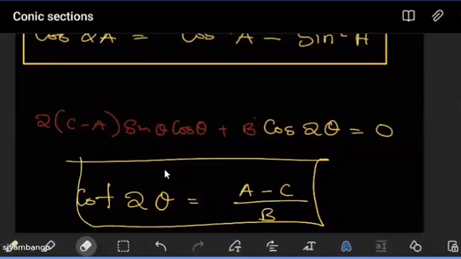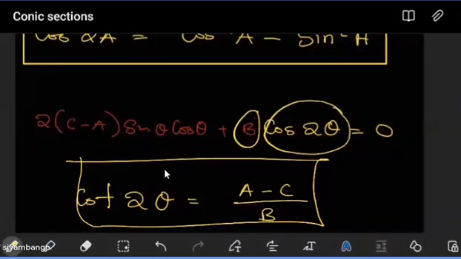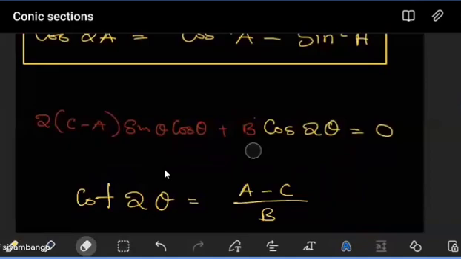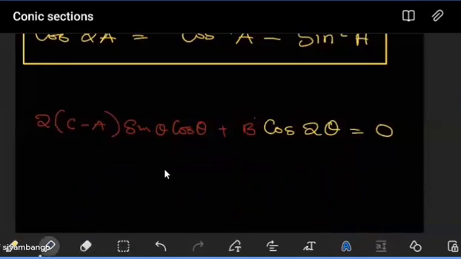Notice that we have already obtained the B. We have already seen cos 2 theta. So we are almost there. All we need is sine 2 theta. But can you see where sine 2 theta will come from? Don't you see what this is here?